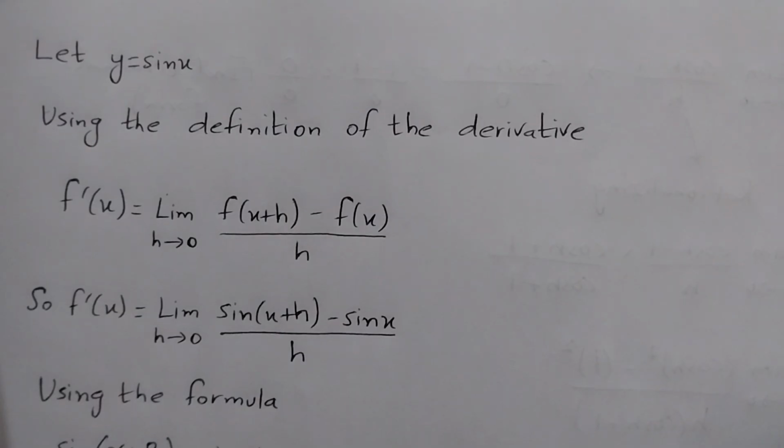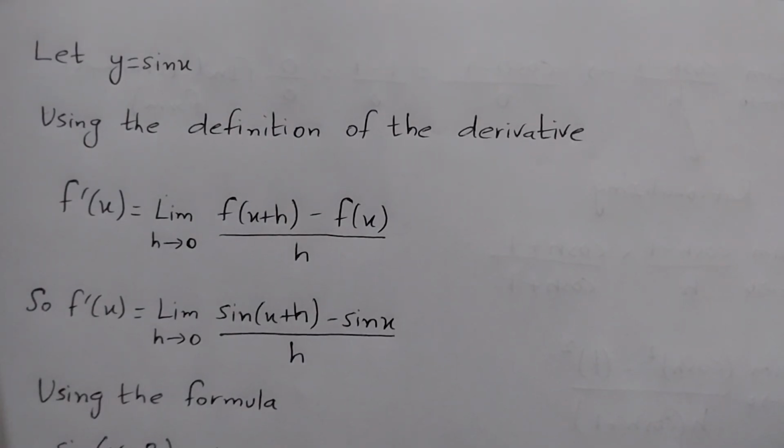So the definition of derivative is, if you have a function, and here the function is sin x, so y is equal to sin x. Y can also be called f of x because it is a function of x. So according to the definition of the derivative, if you have a function f of x, the derivative is limit h approaches 0 of f of x plus h minus f of x over h.